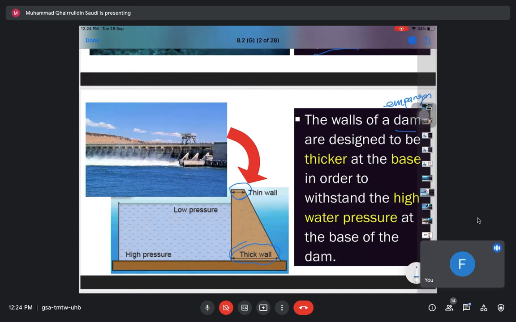Okay, kalau dia buat ketebalan dinding empangan itu sama atas ke bawah, okay, more likely dinding dam itu akan pecah kalau dia buat ketebalan yang sama. Okay, dia tak boleh nak menahan air tu, tak boleh nak menampung air tu lagi. So the walls of a dam are designed to be thicker at the base in order to withstand the higher pressure at the base of the dam.